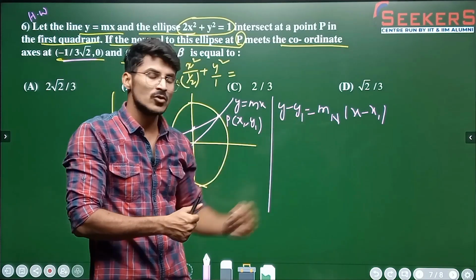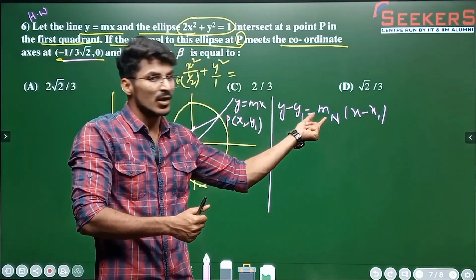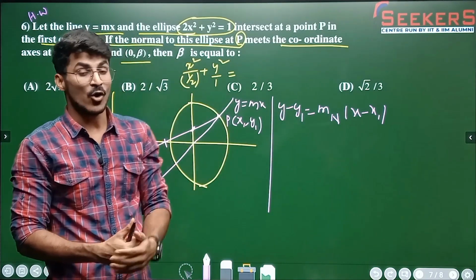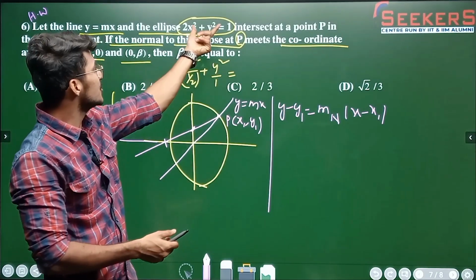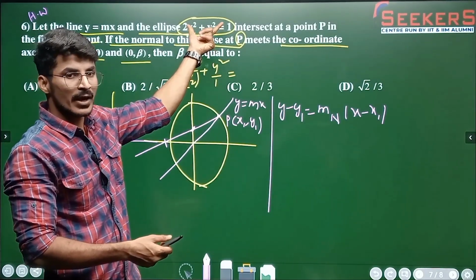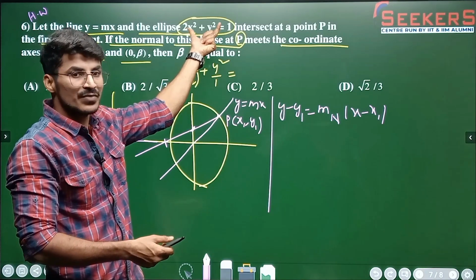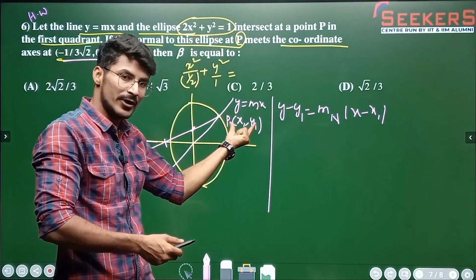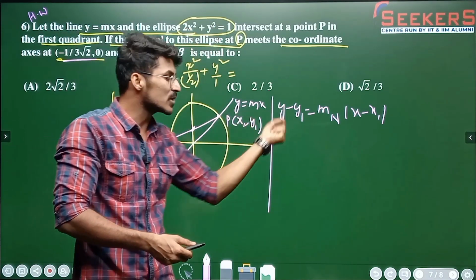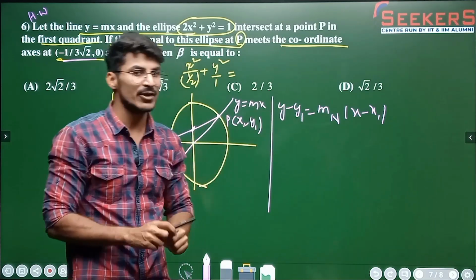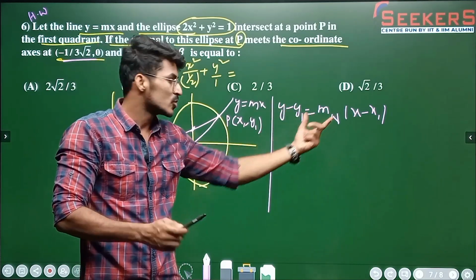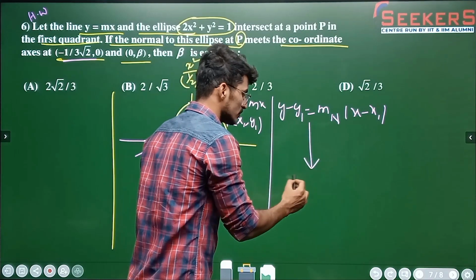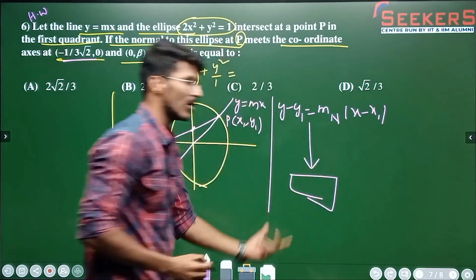How do we write the slope of the normal? First of all, you need to find the slope of the normal. For that, you need to find the slope of the tangent. How do you find the slope of the tangent? Differentiate the given curve, dy by dx of this particular curve at the point x1 comma y1. That is the slope of the tangent. Reciprocal with a negative sign, you will get the slope of the normal. So, from this I'll get the normal equation.